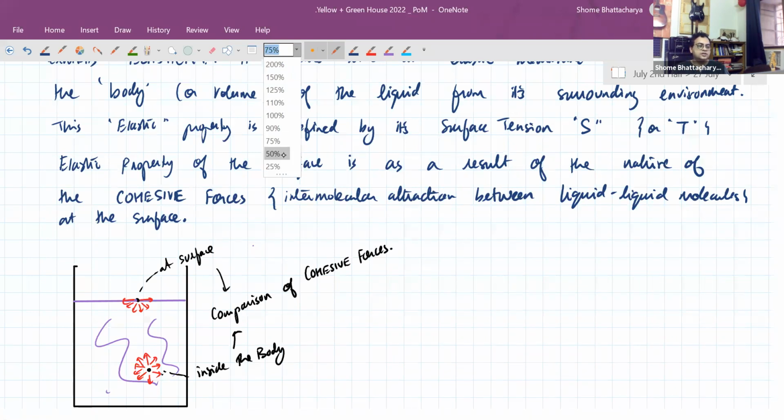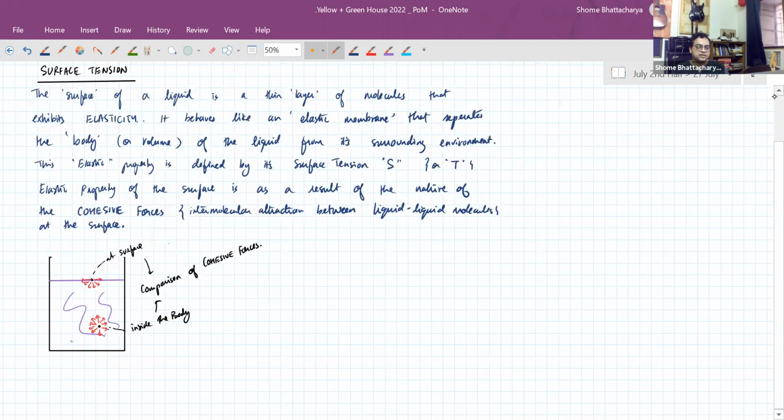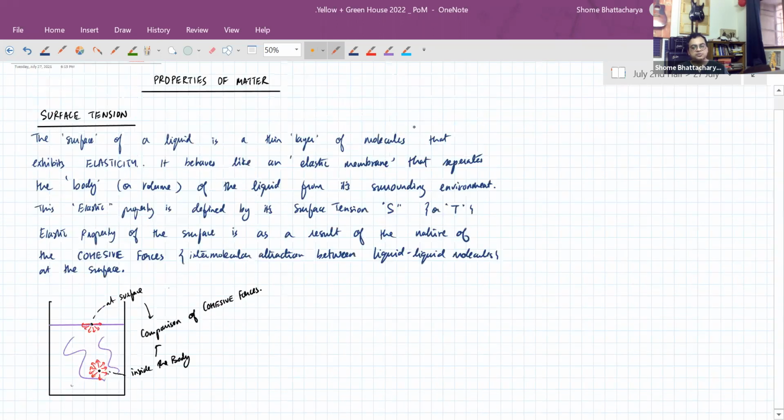So it is a difference in how the cohesive forces are in action at the surface versus inside the volume that creates that elasticity for that thin layer of molecules at the surface, which we denote by the quantity surface tension. So also we'll think of examples of surface tension related phenomena.